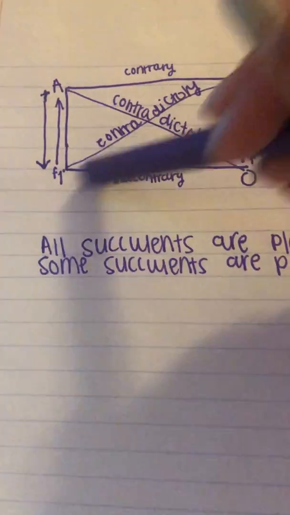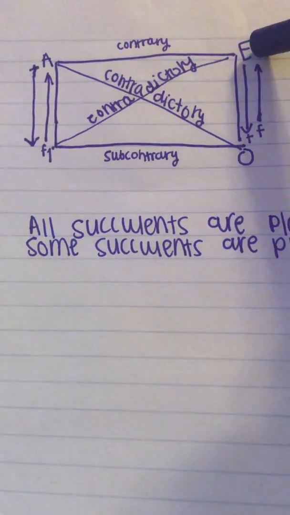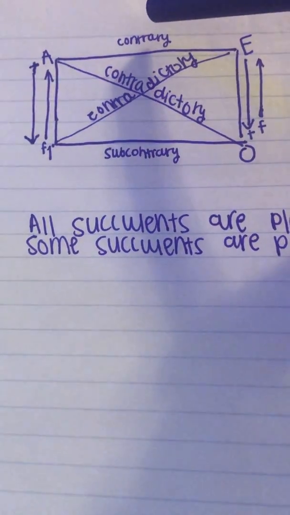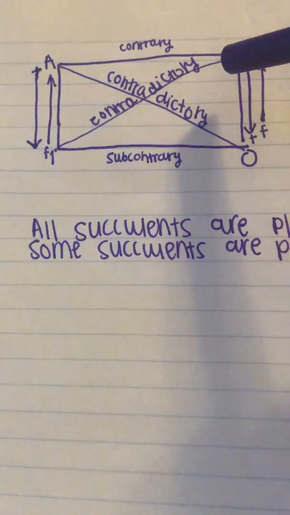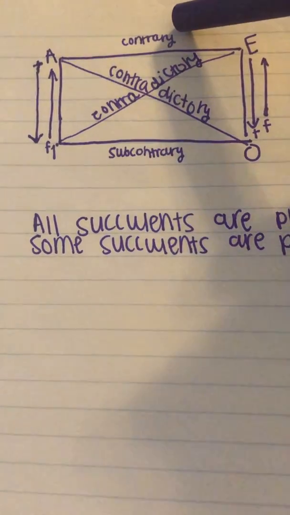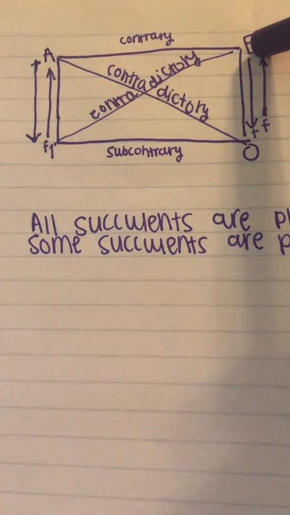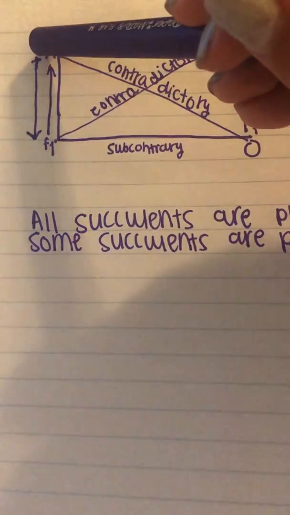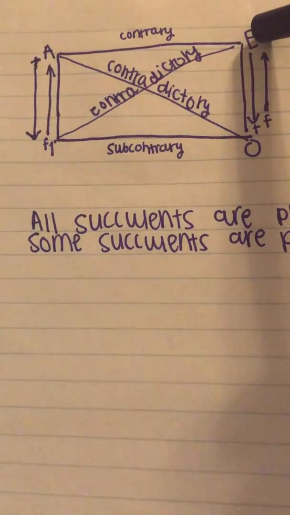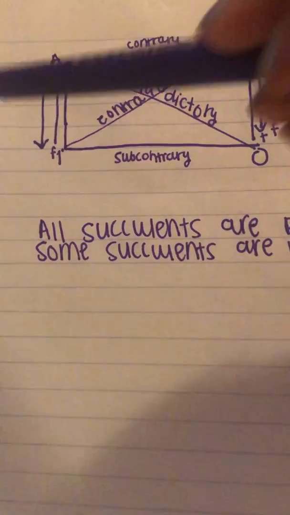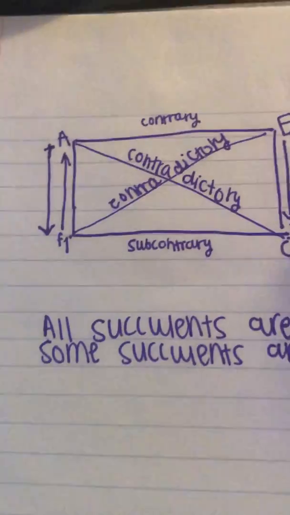So contradictory are the same, like I just said, as they are in the modern square, so you would have to have opposite truth values in order for that to be valid. And contrary here is at least one of these propositions is false, and both of them cannot be true in order for that to work. Or here we have subalternation on both sides.